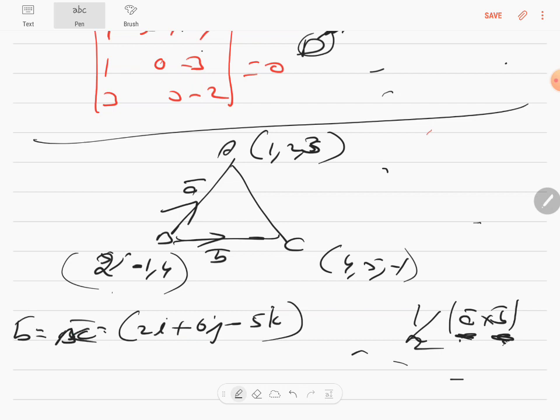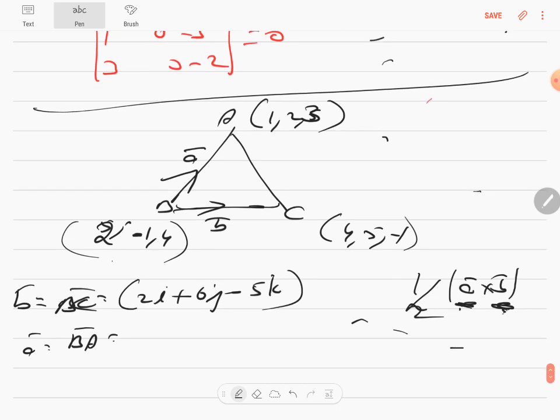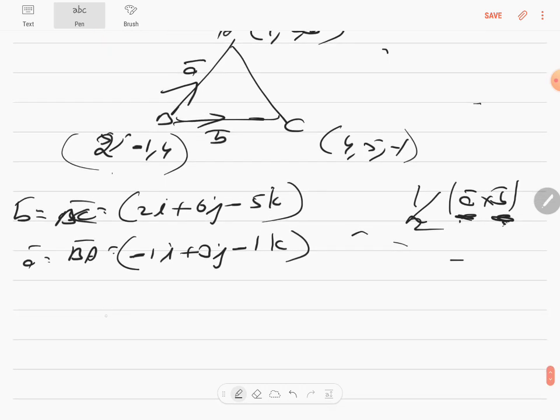I need an A vector, right? What is A vector according to me is BA. Yeah. So I need an A minus B. So let me try. I might go wrong. Let me see. 1 minus 2 is minus 1i. 2 plus 1 is 3j. And 3 minus 4 is minus 1k. Do you agree with me? I found what is A vector and B vector. I can simply substitute in half of magnitude of A cross B.